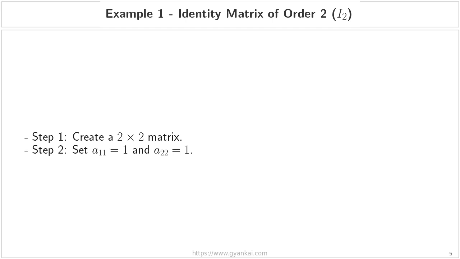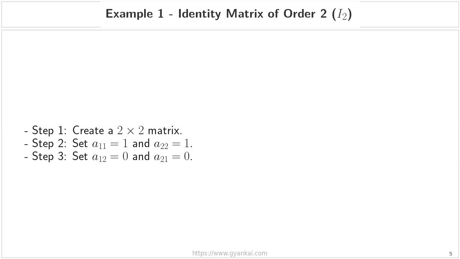Example 1, identity matrix of order 2, I2. Now, let us apply the construction steps we just discussed to a concrete example. We will begin with example 1, where we create an identity matrix of order 2. First, following step 1, we create a 2x2 matrix, which means our grid consists of 2 rows and 2 columns. Next, in step 2, we identify the principal diagonal. We set the element in the first row and first column, a sub 1,1 to 1, and the element in the second row and second column, a sub 2,2, also to 1.